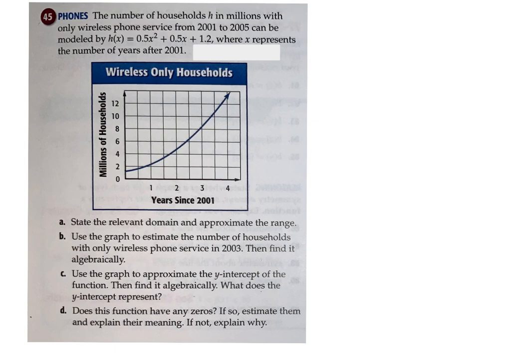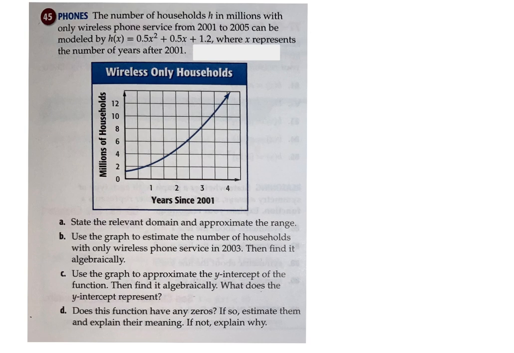So if you're looking at this, they are talking about how many millions of households only have wireless phones. They do not have a landline. And they've given us this function to represent it, and the graph as well. So this is the function. It says, state the relevant domain and approximate the range.